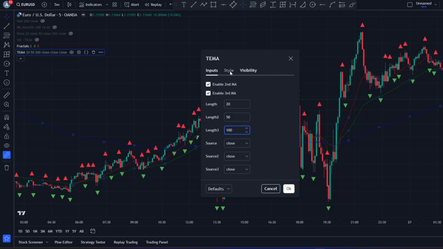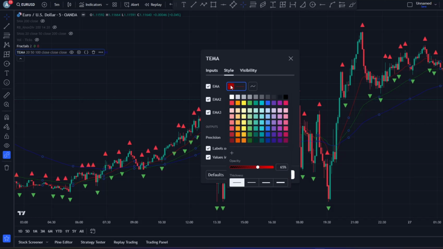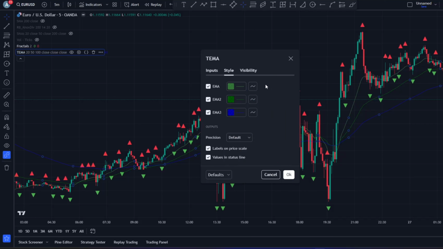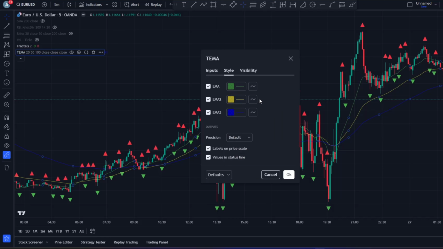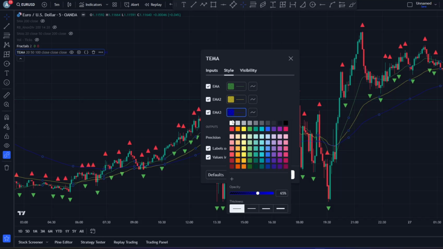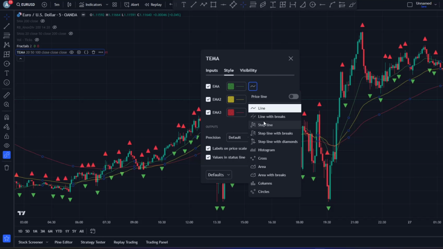These 3 moving averages will help us spot the trend direction and determine whether we should be looking for long or short trades. To make things simpler, I recommend changing the colors of these lines. Change the 20-day moving average to green. Change the 50-day moving average to yellow. Change the 100-day moving average to red. Now we have all the indicators set up, let's move on to how the strategy actually works.